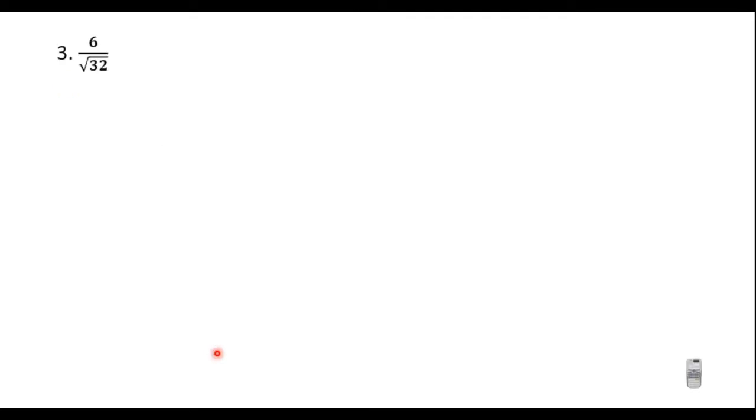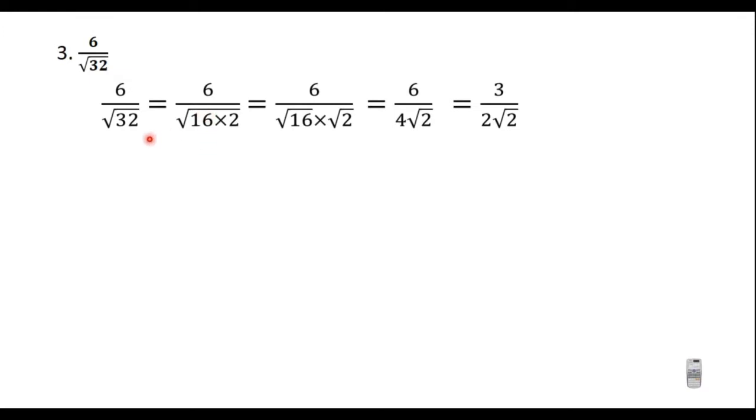Let's pick the next example. We have square root of 6 over square root of 32. Now we can see clearly from here that 32 is not in its simplest form. So what you have to do is to break it down or reduce it to its simplest form. Now we know that to reduce this, you are going to have 6 is already there.